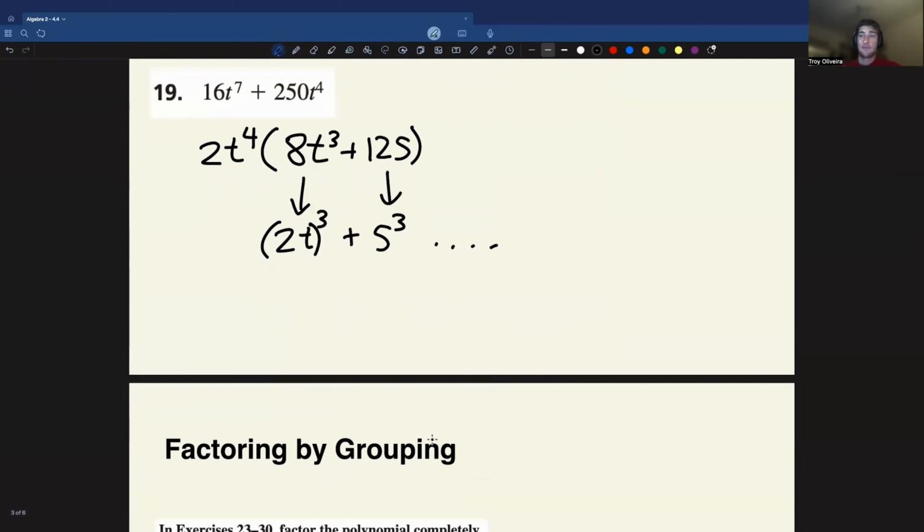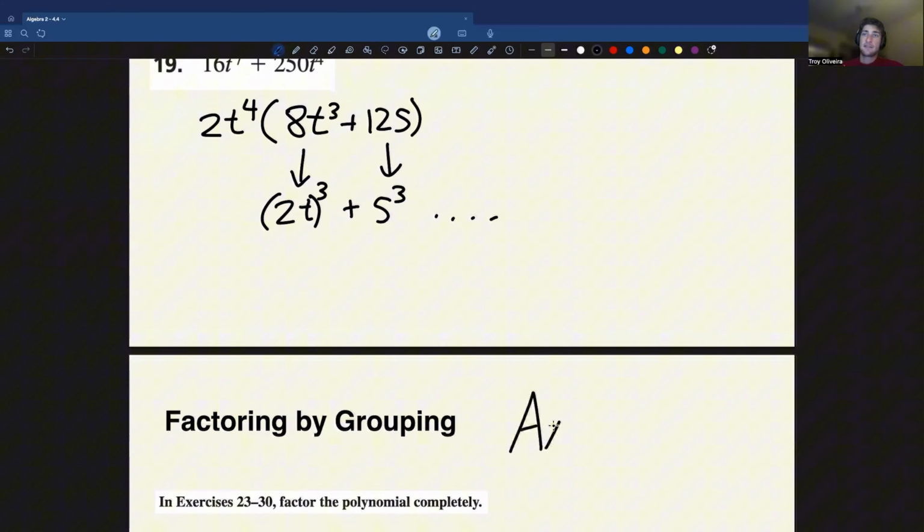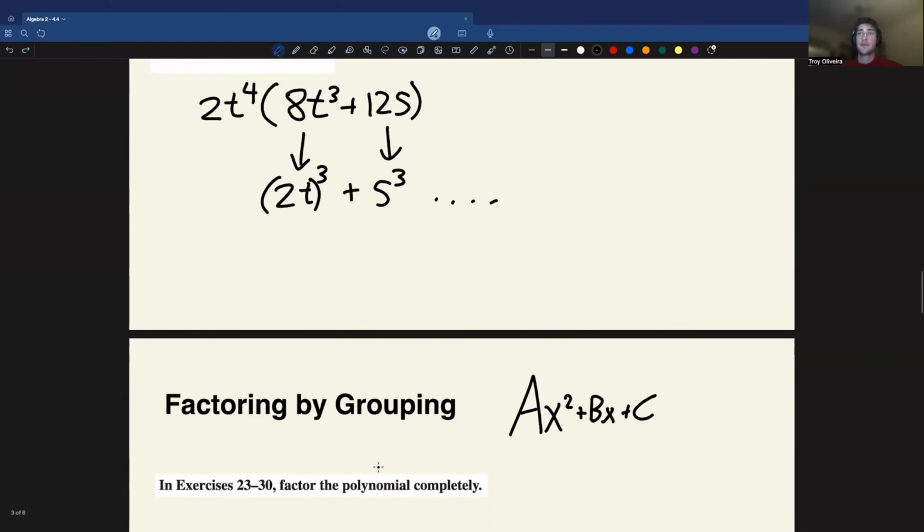But let's move on to the next technique here, which is called factoring by grouping. So you might have done this before with quadratics, actually, especially when you're using the x method. Remember we have ax squared plus bx plus c. A lot of times when the a is greater than 1, you end up using factoring by grouping. There's different ways to do it, so this might be new to you or this might look familiar.